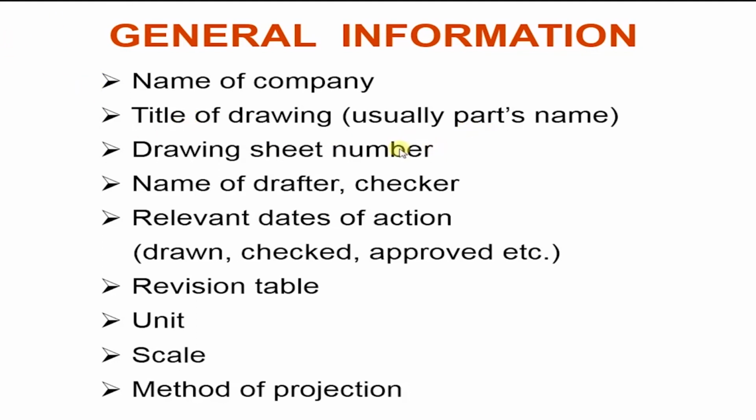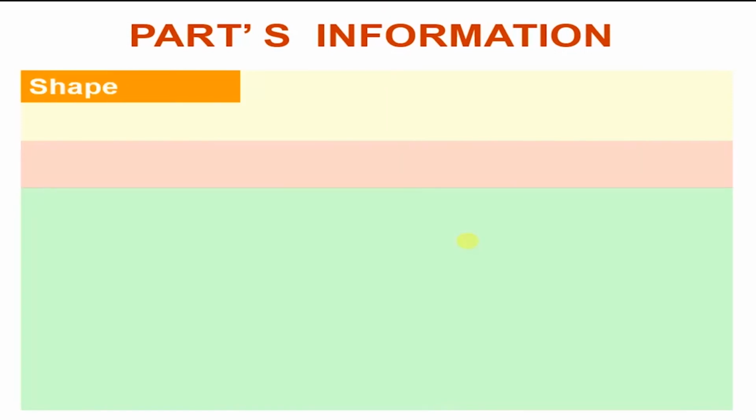Also, I have to show the drawing sheet number, name of the drafter, who drew it, the name of the engineer, and the name of the checker, who is the boss of this company, or I mean the higher level of drafter. For example, I am the drafter and my boss is the checker. So all of the names should be included. Relevant dates of action, when we have drawn, when it was checked, and when it was approved, and so on. Revision table, units, scale, method of production, all those information should be included.